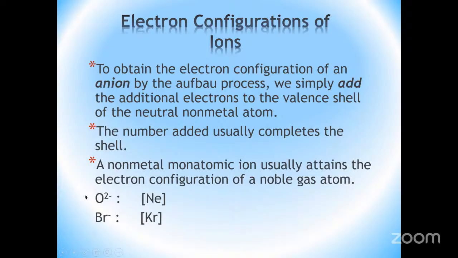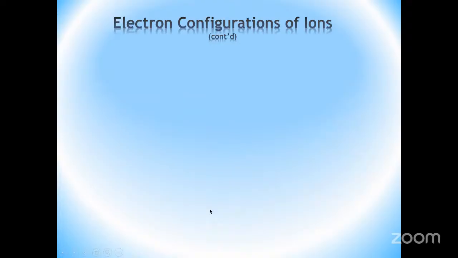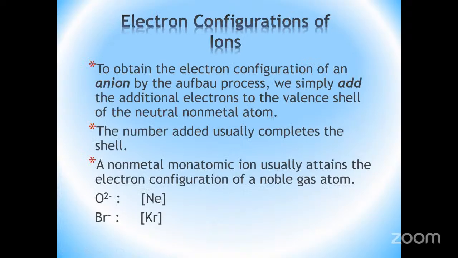So in order for these elements to form their monatomic ions, they gain enough electrons so that they end up with the same number of electrons as their nearest group 8 element. So that's what happens when you have the formation of an anion from an atom.